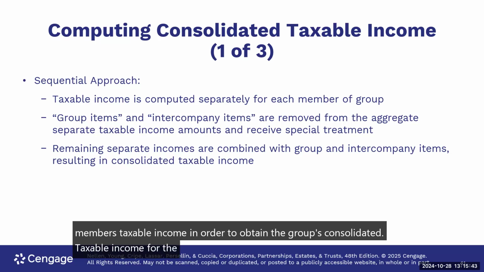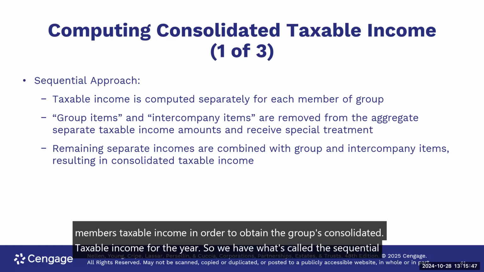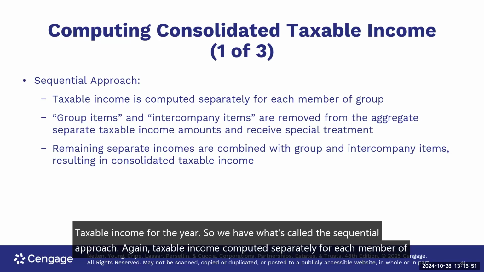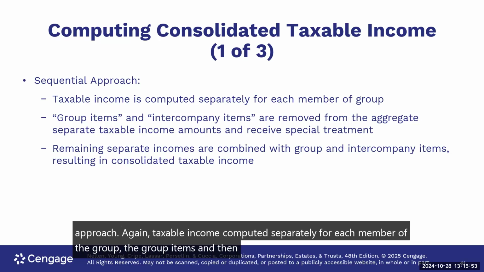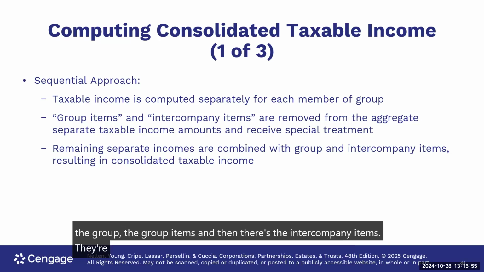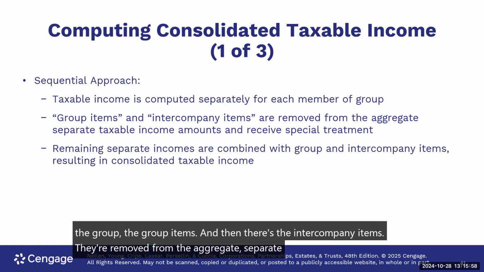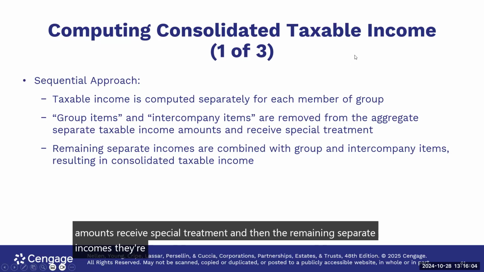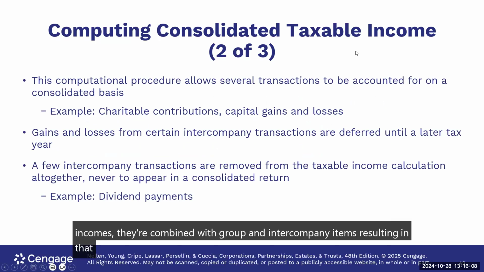So we have what's called the sequential approach. Again, taxable income is computed separately for each member of the group, and then there are the intercompany items. They're removed from the aggregate separate taxable income amounts and receive special treatment, and then the remaining separate incomes are combined with group and intercompany items, resulting in that consolidated taxable income.